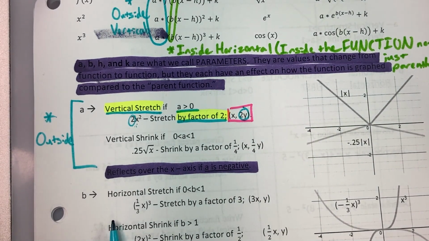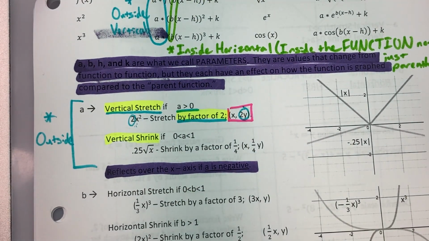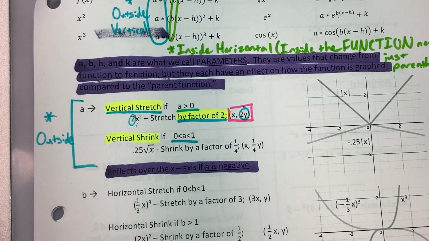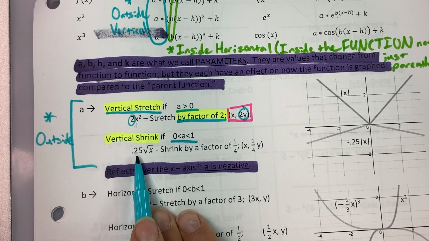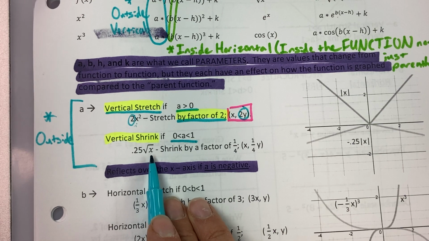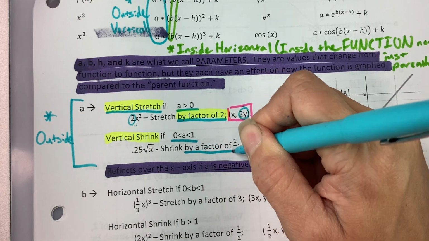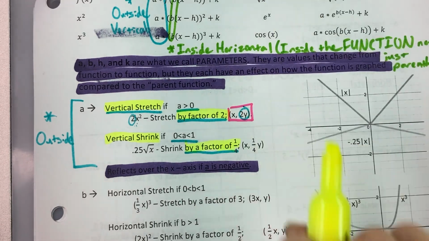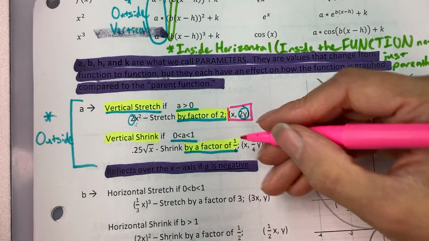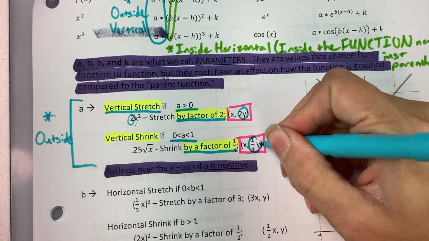Now, the other side of this is vertical shrink. If our number being multiplied is between 0 and 1, which means fractions and decimals, then it is going to shrink by that factor. So for example, in this one, we have 0.25 times our square root of x. So we would describe this as a vertical shrink by a factor of 1/4. And in our coordinate formula, we would multiply, again, our y values, since it's vertical, by a factor of 1/4.